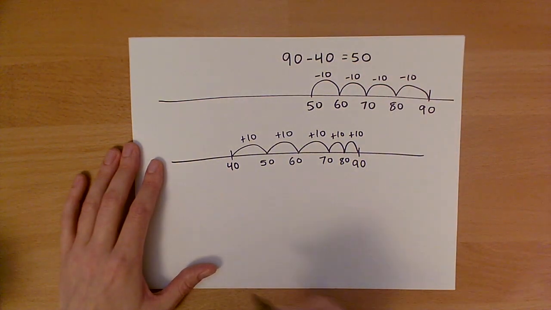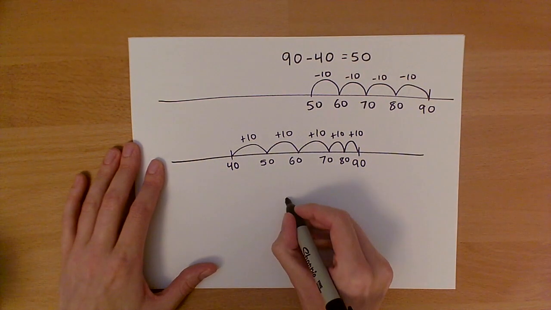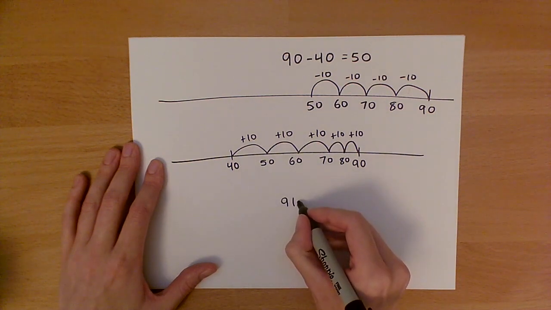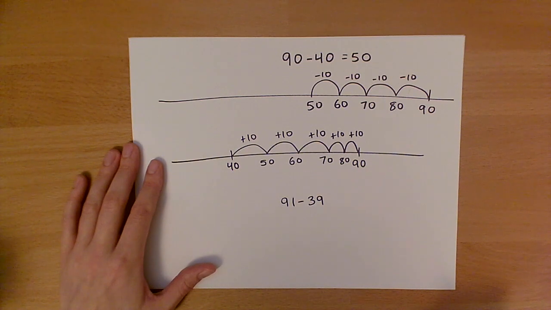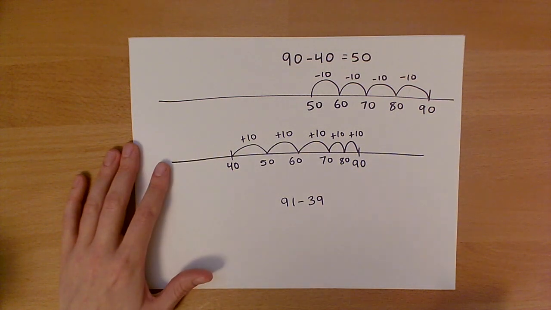Let's look at our next problem. So our next one is 91 minus 39. So you figure it out and then press play once you're done to see how I solved it.